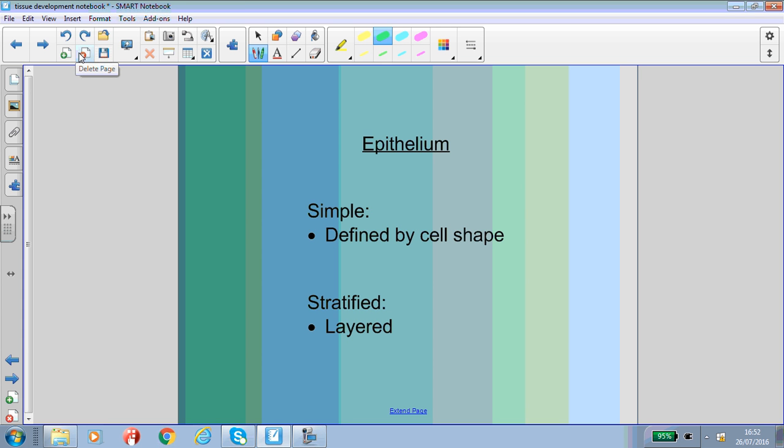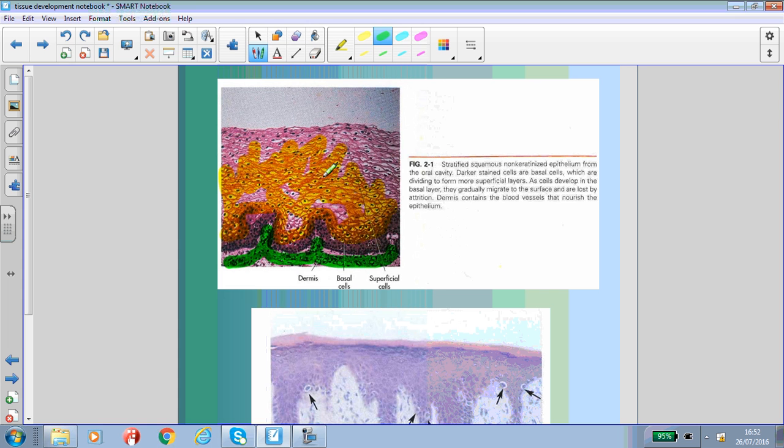The other category of epithelium is called stratified, and that is multiple layers of epithelium, and that's what we were looking at in these slides here. Multiple layers. They start off as big, fat, healthy cells, and then they work their way towards the surface to become thin and shed.